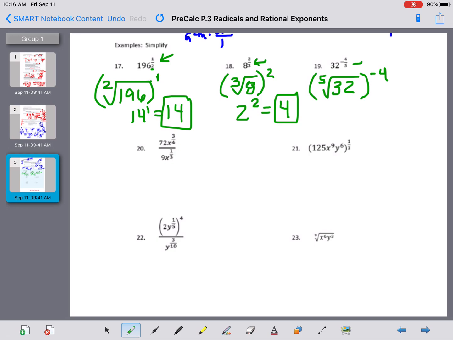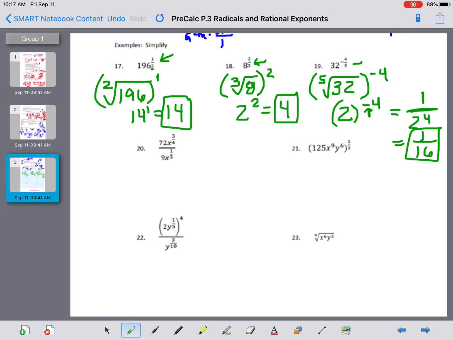What is the 5th root of 32? What times itself 5 times is 32? That would be 2. Now I'm going to take 2 to the negative 4th power. Remember, this is not a negative. It simply is going to put my 2 in the bottom. Okay, that's what that does. And what is 2 to the 4th power? 2 times 2 is 4, times 2 is 8, times 2 is 16, and I end up with a fraction for my answer.